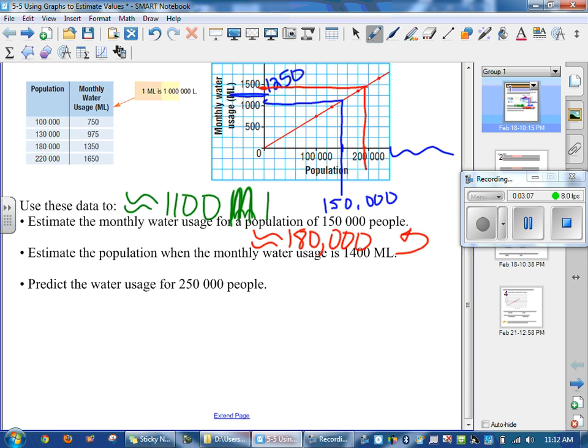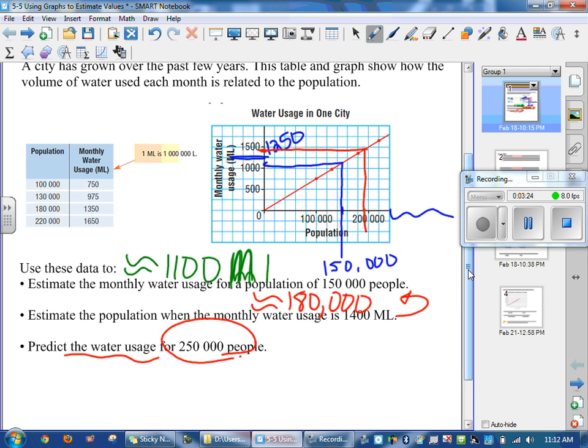All right. Now it says predict the usage of water for this many people, 250,000 people. Well, how can I predict that if my graph doesn't go that far? Find the pattern. Find the pattern, absolutely. So what am I going to do for that? Anybody else? Not sure?